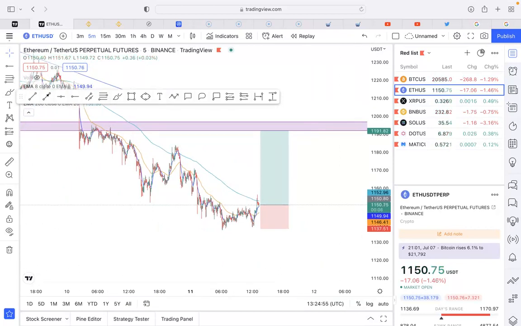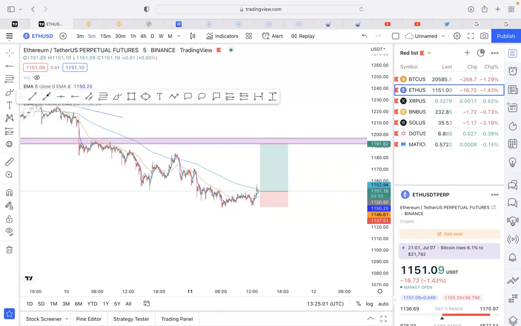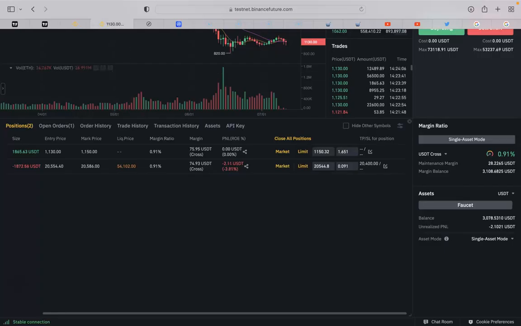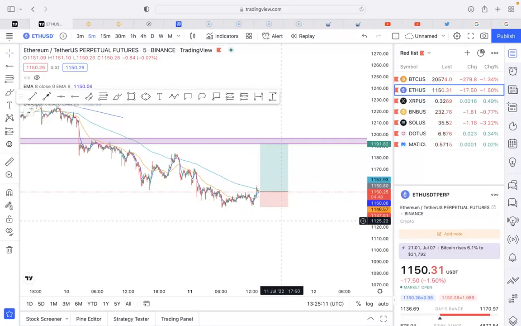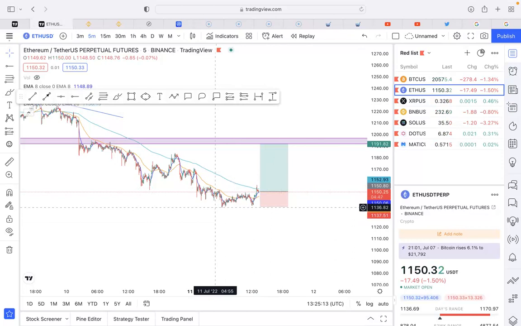Okay, so where do you have your stops? 1137. Where do you have your entry? 1151. So it's an instant execution. There you have your take profit at 1191. So let's go back to the account to input that. So you click on this sign here. What's your stop loss? Remember, your stop loss here is at this swing low. That's a swing low. That's where you have your stops.